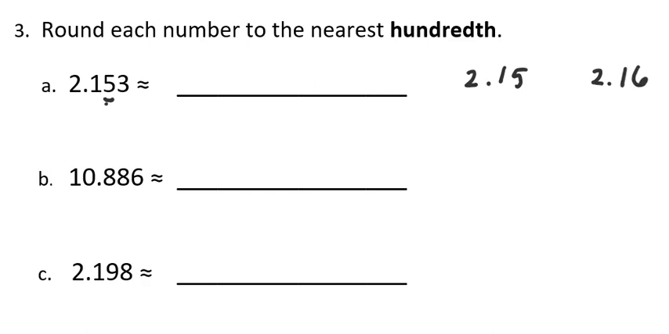I will look to the digit in the thousandths place to help me decide. I have a 3 in the thousandths place right now. A 5 in this place would show the midpoint. So since 3 is less than the midpoint of 5, I know that I'm going to round down to 2 and 15/100ths.